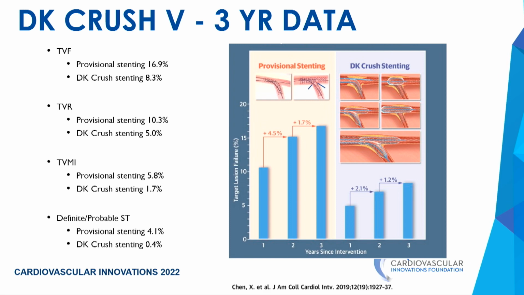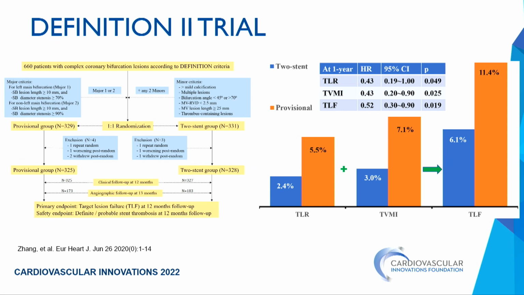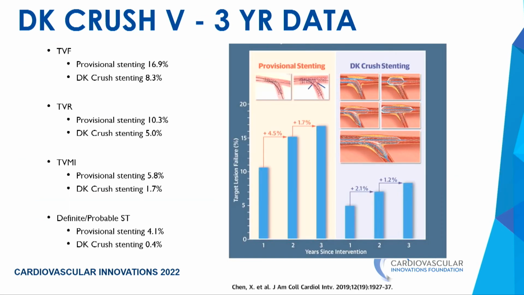We talked a little bit about the EBC main trial, which showed equipoise between a provisional approach versus DK crush stenting, which again was different from what was seen in the DK crush 5 trial. But a couple things to highlight. In the EBC main, there were very few cases where they had DK crush as the bifurcation technique, as opposed to the DK crush 5 trial, where all of the 2 stent strategies were done with a DK crush. Also, as Lorenzo pointed out, the degree of disease and the length of the disease was different between those trials, where it was longer in the DK crush 5 trial. And so I think that might explain a little bit of the difference between these 2 trials.